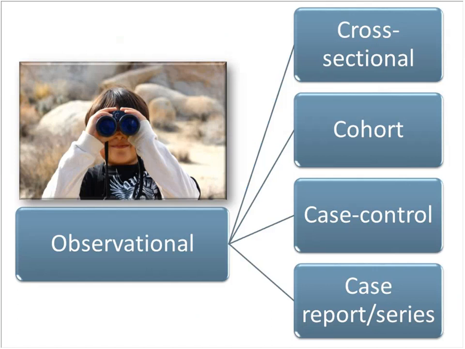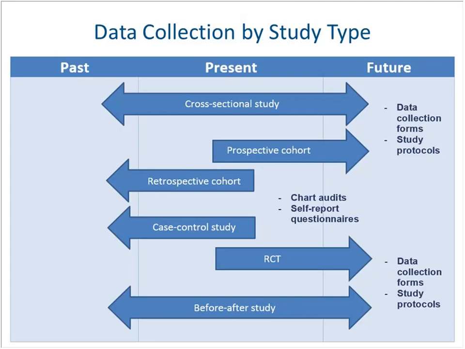So now that we've talked about experimental studies, let's jump into observational studies. Again, for observational, we're just watching and observing what happens. There are 4 types of observational studies: cross-sectional, cohort, case control, and case report or case series. For the purposes of this webinar, we're really going to focus on those first 3. And in looking at observational studies, it's really important to focus on data collection and how the data for each different type of study is collected.